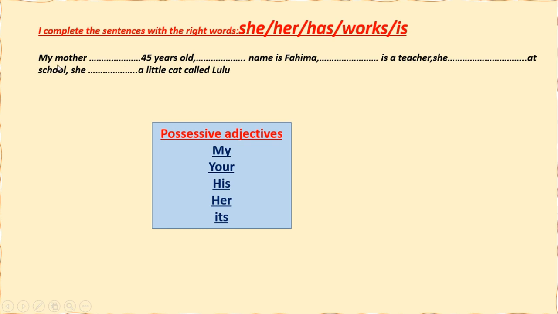What do I say? Yes, my mother is. Excellent word. Name is Fahima. Do I say she name is, her name is, his name is? Yes, it's her name, her name. Now, is a teacher, my mother. Which personal pronoun here? It's she is a teacher. She at school, the place of work. So what do I say? She works at school. She has a little cat called Lulu. Excellent work.